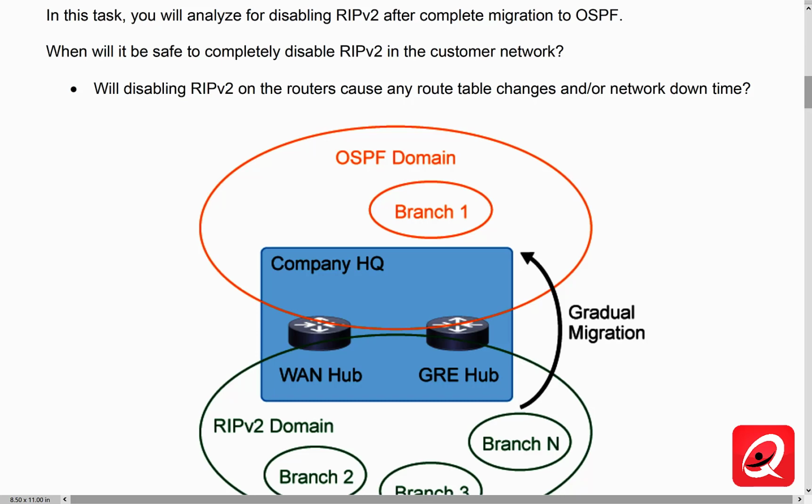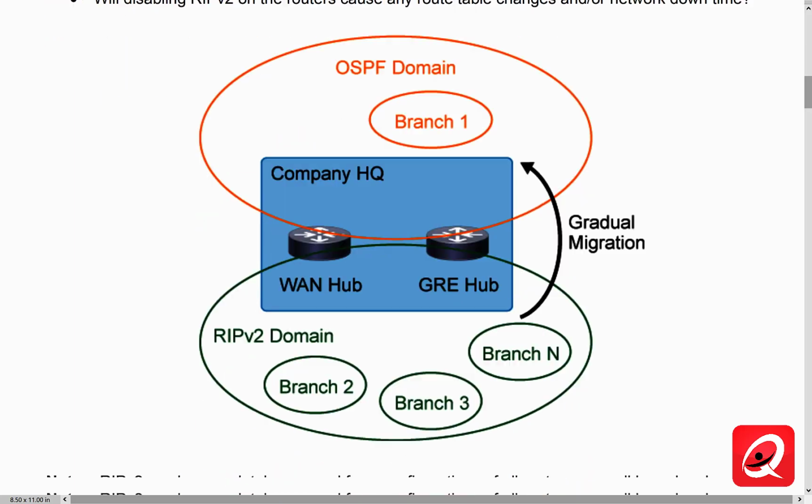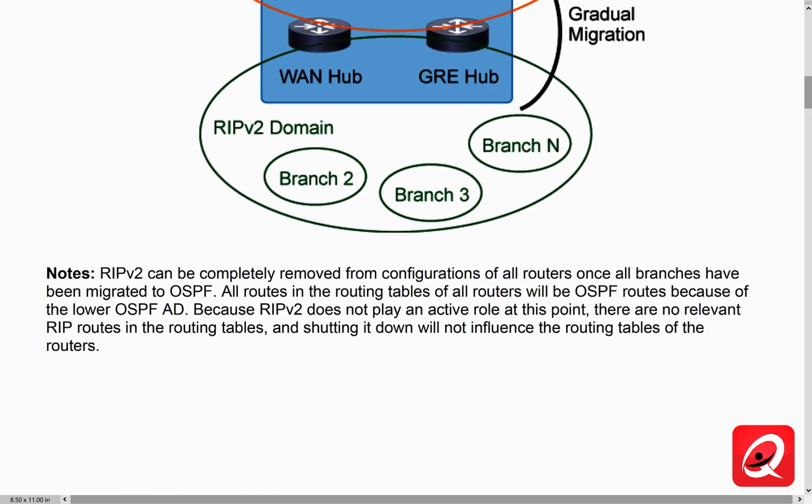Will disabling RIP on the routers cause any routing table changes and or network downtime? Well, it depends. Did we finish the migration on the other routers? If we finish the migration on the other routers, there's no point in even running RIP. RIP doesn't play a role because RIP has an administrative distance of 120 and OSPF has an administrative distance of 110. So even though we're taking up resources and periodically sending out RIP updates and so on, it's not going to matter, because we're not actually using those routes.